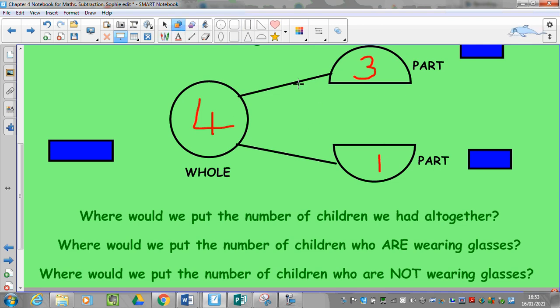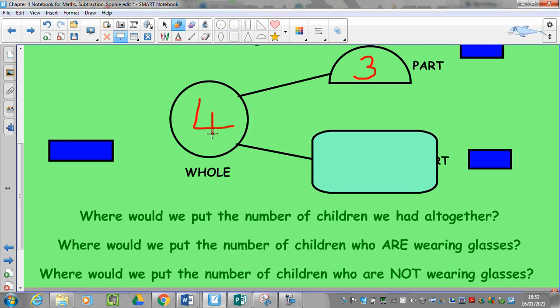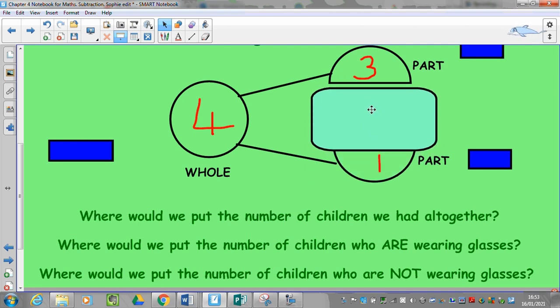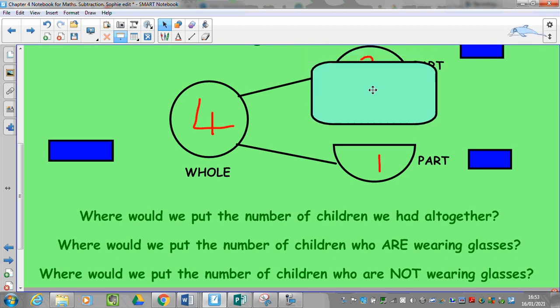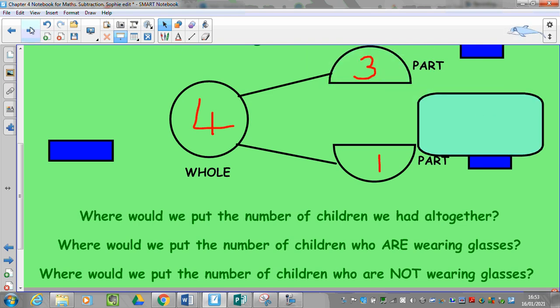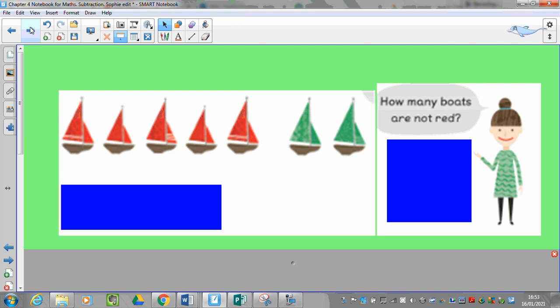So if I was to cover up this part here, I would still know the answer. 4 take away 3 equals 1. I could also do 4 take away 1 equals 3. So let's have a look at this question now here.